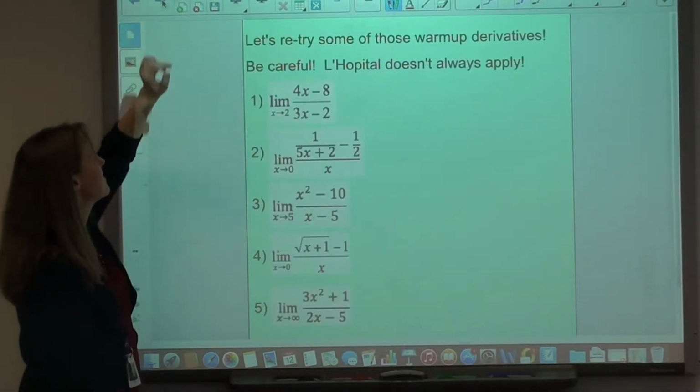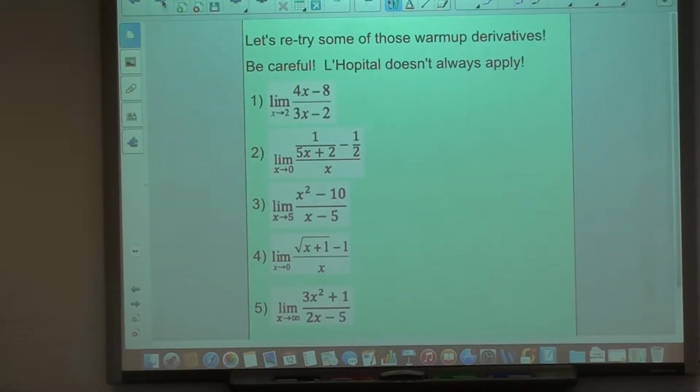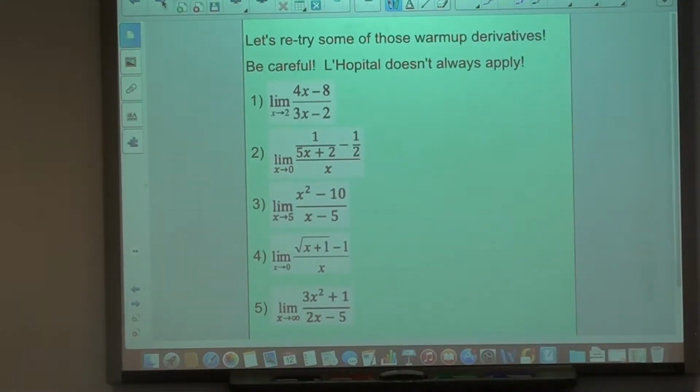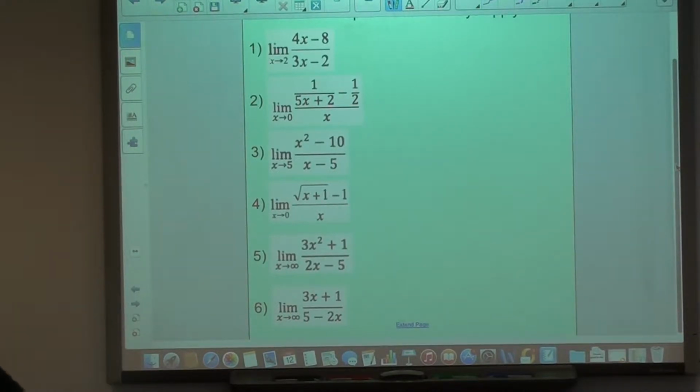All right. So, here's what I want you to try. I want you to try some of those warm-ups and see if you can redo them with L'Hopital. Some of them, L'Hopital won't work, but some of them it will. So all you have to do, just remember to plug the number in first, because if you plug in the number and get an answer, you're done, right? But if you plug in the number and you get 0 over 0 or infinity over infinity, try L'Hopital and see what happens.